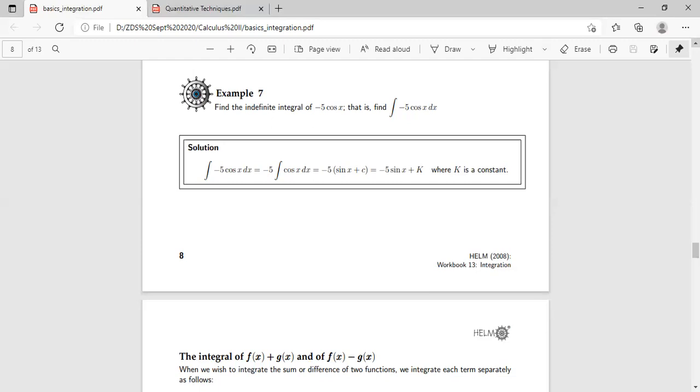Integral of 2v cubed dv. The second one is the integral of 12 over z raised to 5 dz. And the last one is the integral of x squared plus 1 over the square root of x.